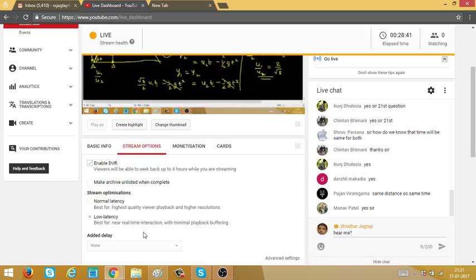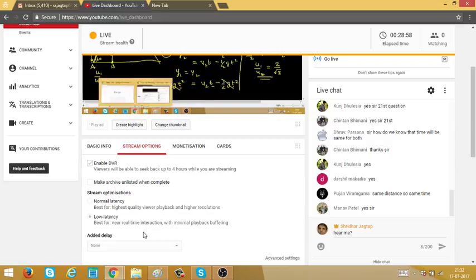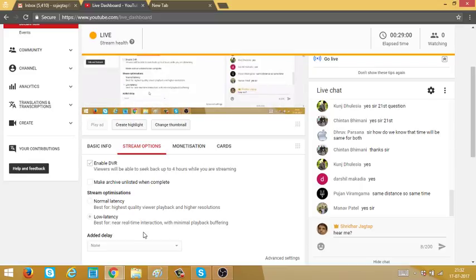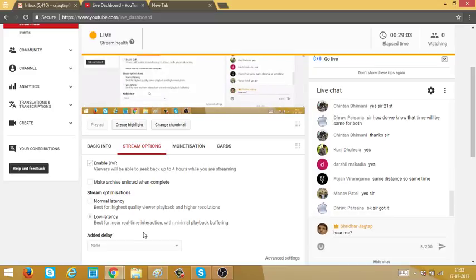Same distance, so same time. They are colliding, so same distance, and if they're starting together, therefore same time. If they are not starting together, then they would not have same time. But since they're starting together and coming to the same point together, therefore time also is same. Good. Okay, so I've done question number 21.